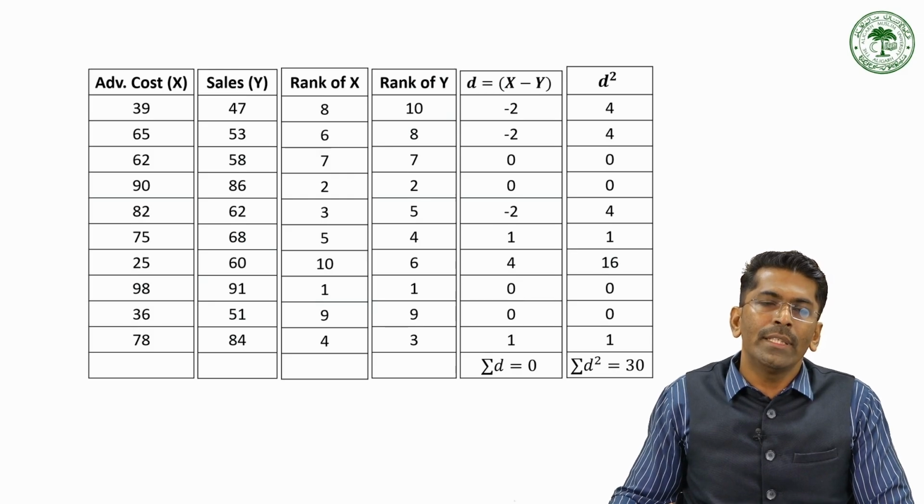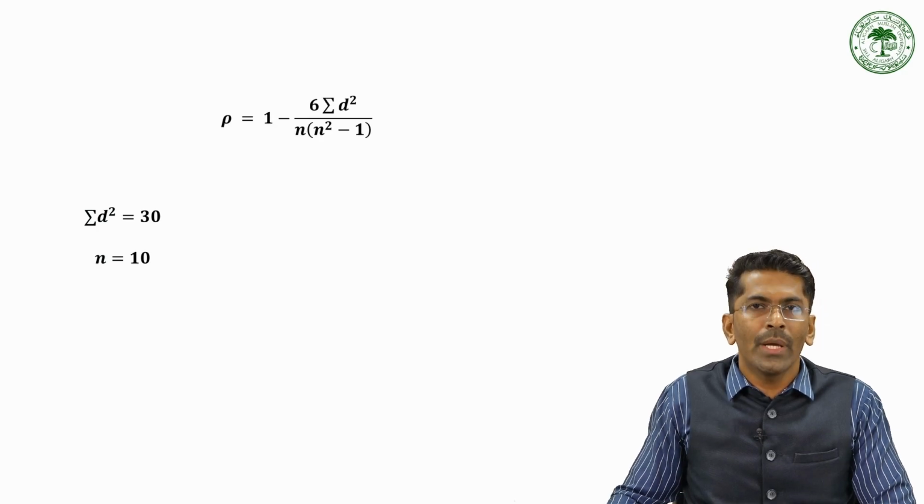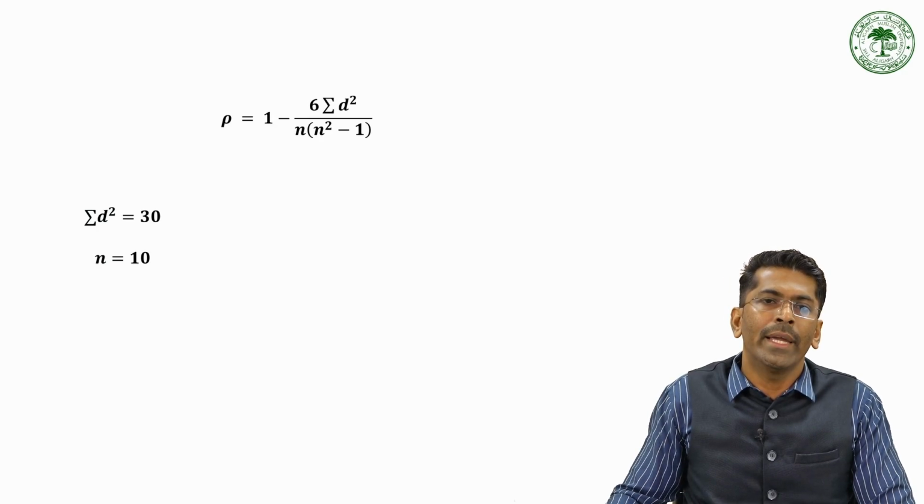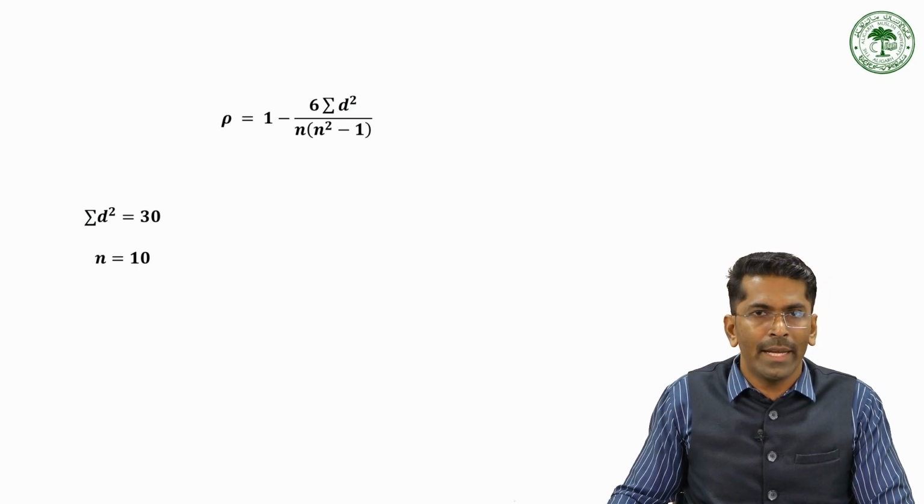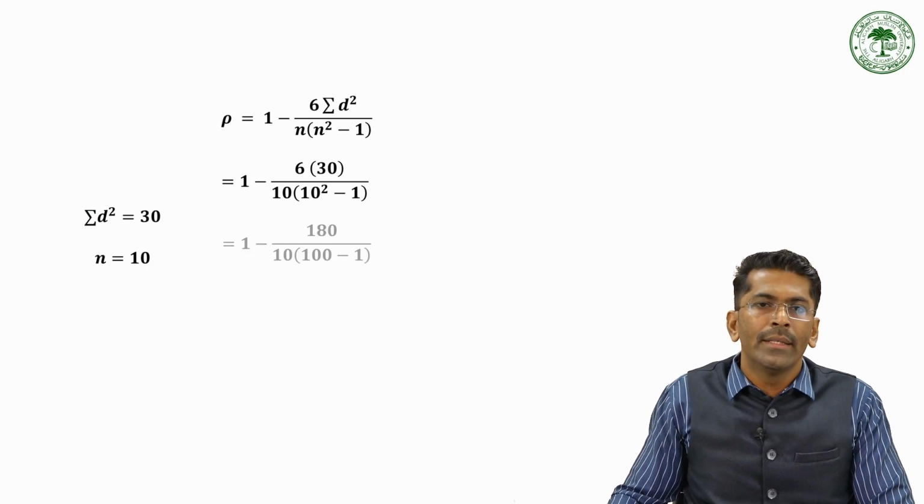Since the sum of D square is equal to 30, we can now apply the formula for calculating the Spearman rank correlation, which is 1 minus 6 into sum of D square divided by n into n square minus 1. Since the sum of D square is 30 and n is 10 observations, we can substitute all these here. It is 1 minus 6 into 30 divided by 10 into 10 square minus 1. We can simplify it: 10 square is equal to 100, so it is 100 minus 1, and 6 into 30 is equal to 180.